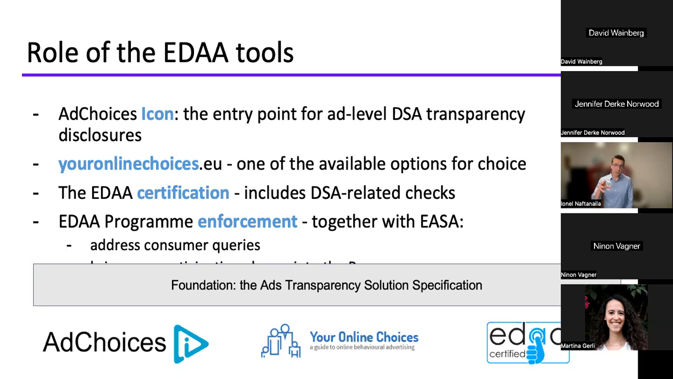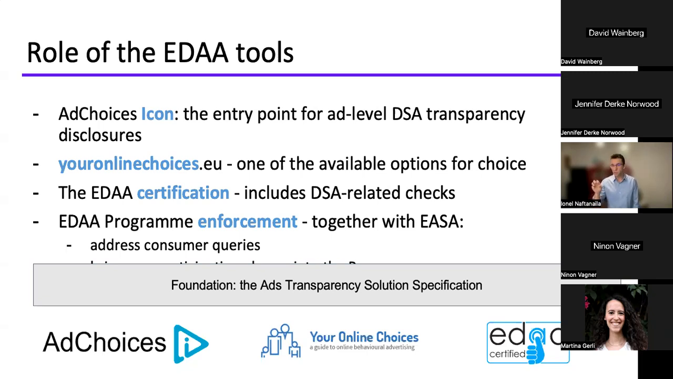There's a fourth dimension, which is related to the enforcement of the EDA program. And those companies who are here, and maybe some of them are certified under the EDAA. So we're doing the certification in collaboration with EDA's approved certification providers. So that would include DSA-related checks. And then the enforcement is being done together with EASA.